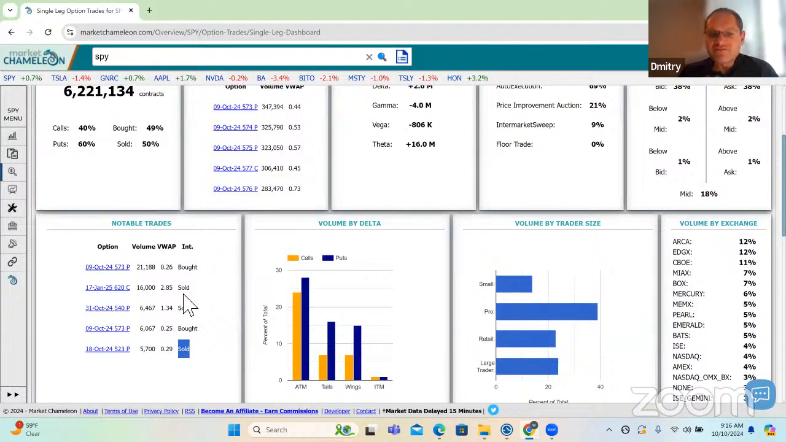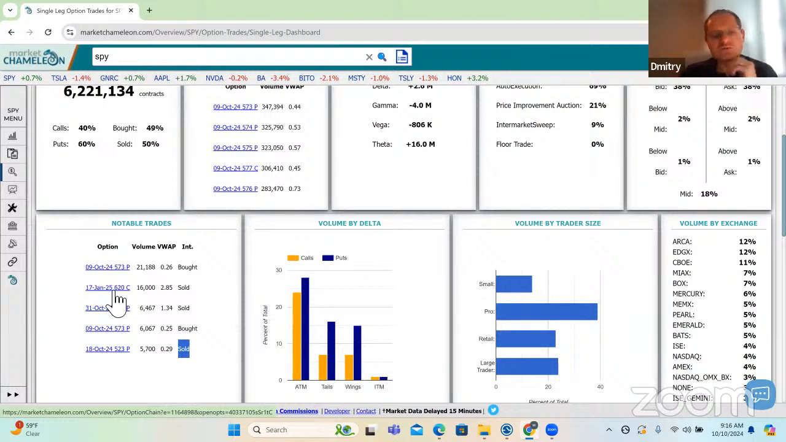Out of the 5, 2 of them were October 9th, which were the expiring options. So those are 0 DTE, but 3 of them were options that have longer term expirations. One of them you have an October 18th, October 31st, and then you have one January 17th in 2025, right? So this would be already a leap.